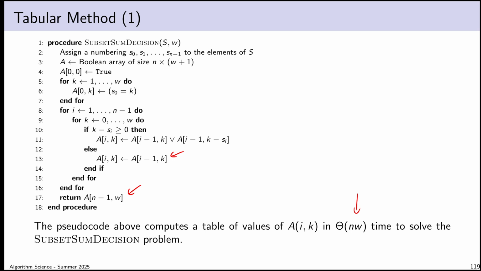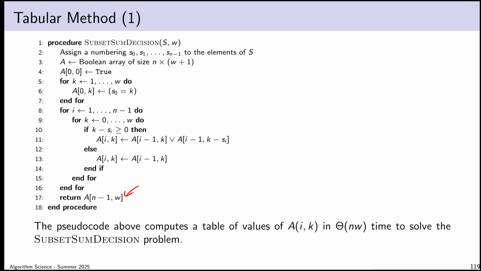time. And keep in mind that subset sum in general is exponential in n, so that looks pretty good, except for the fact that w itself could be a large number. But that's still a big improvement over a general purpose exponential algorithm. This actually solves the decision problem in n times w time, and it just returns the true or false answer for A[n-1][w].